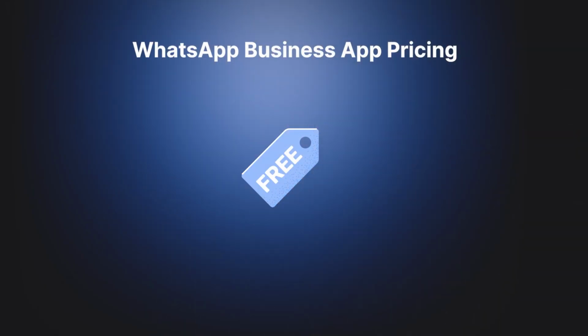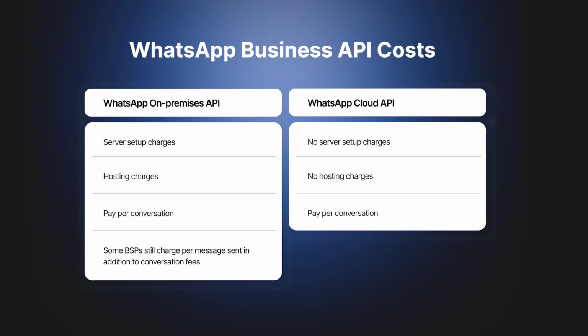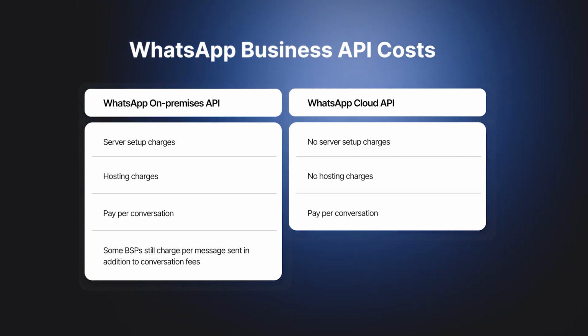Now that you know the types of WhatsApp Business accounts available, let's look at the pricing for each. It all depends on the account type you choose. WhatsApp Business app is free, but for WhatsApp API, costs depend on the hosting method. With the on-premises API, BSPs charge additional fees for setup and maintenance on top of WhatsApp's per conversation charges. The cloud API, however, is typically more affordable, with BSPs adding little to no markup on WhatsApp-related charges. For a detailed breakdown, check out the blog link in the description below.